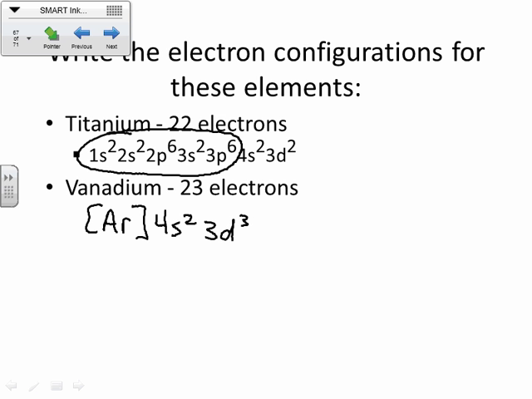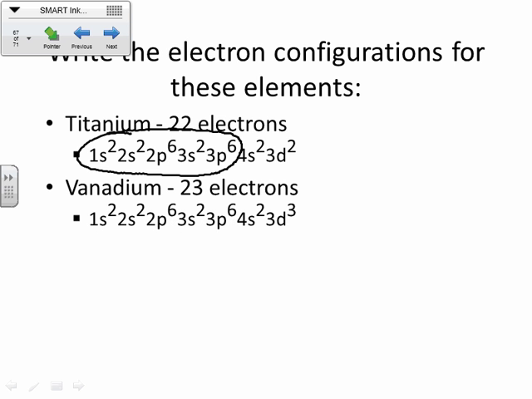Is that making sense? Now see, on this one, they wrote the whole thing out. But again, either one of these answers is acceptable. You can either write the whole thing, or you can put the Ar in brackets to represent all of this, and then just write the 4s2, 3d3.